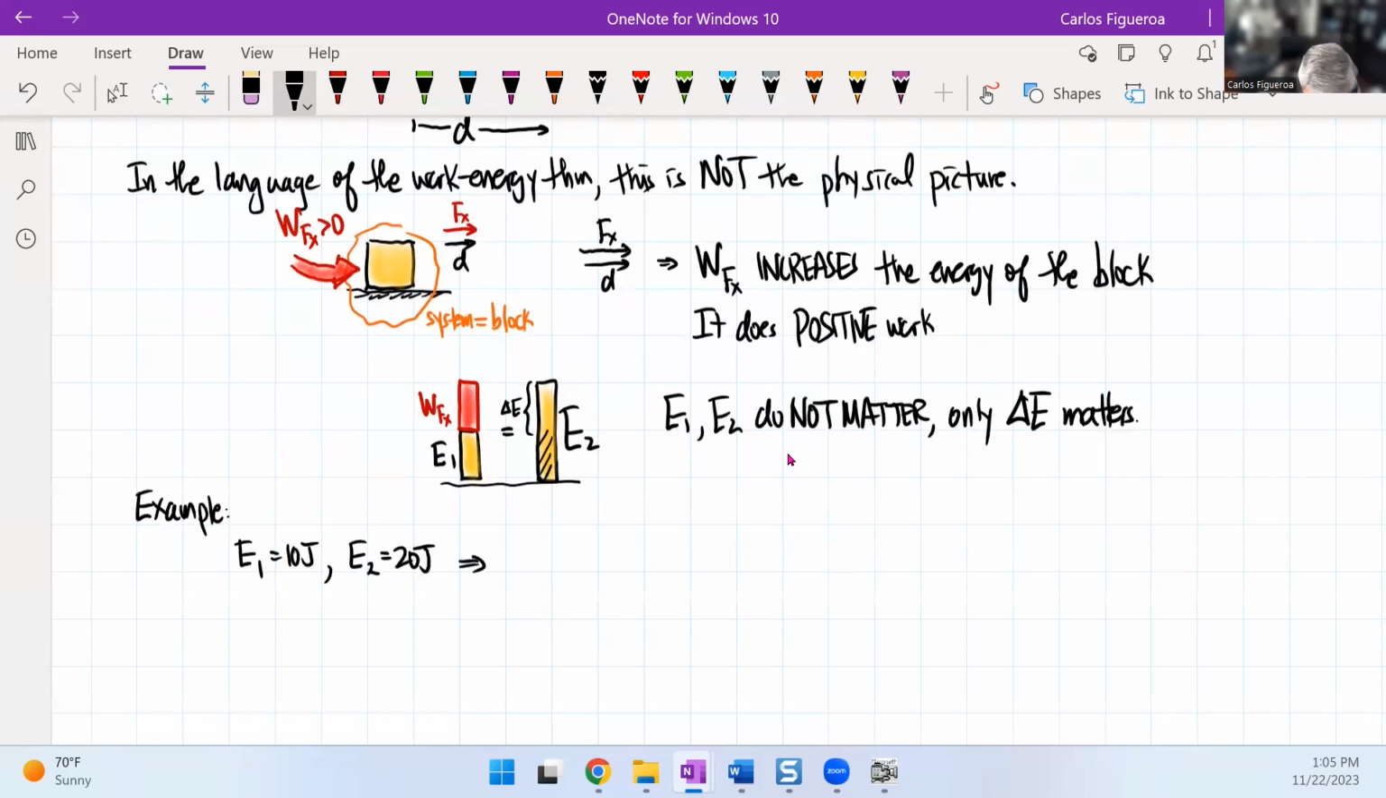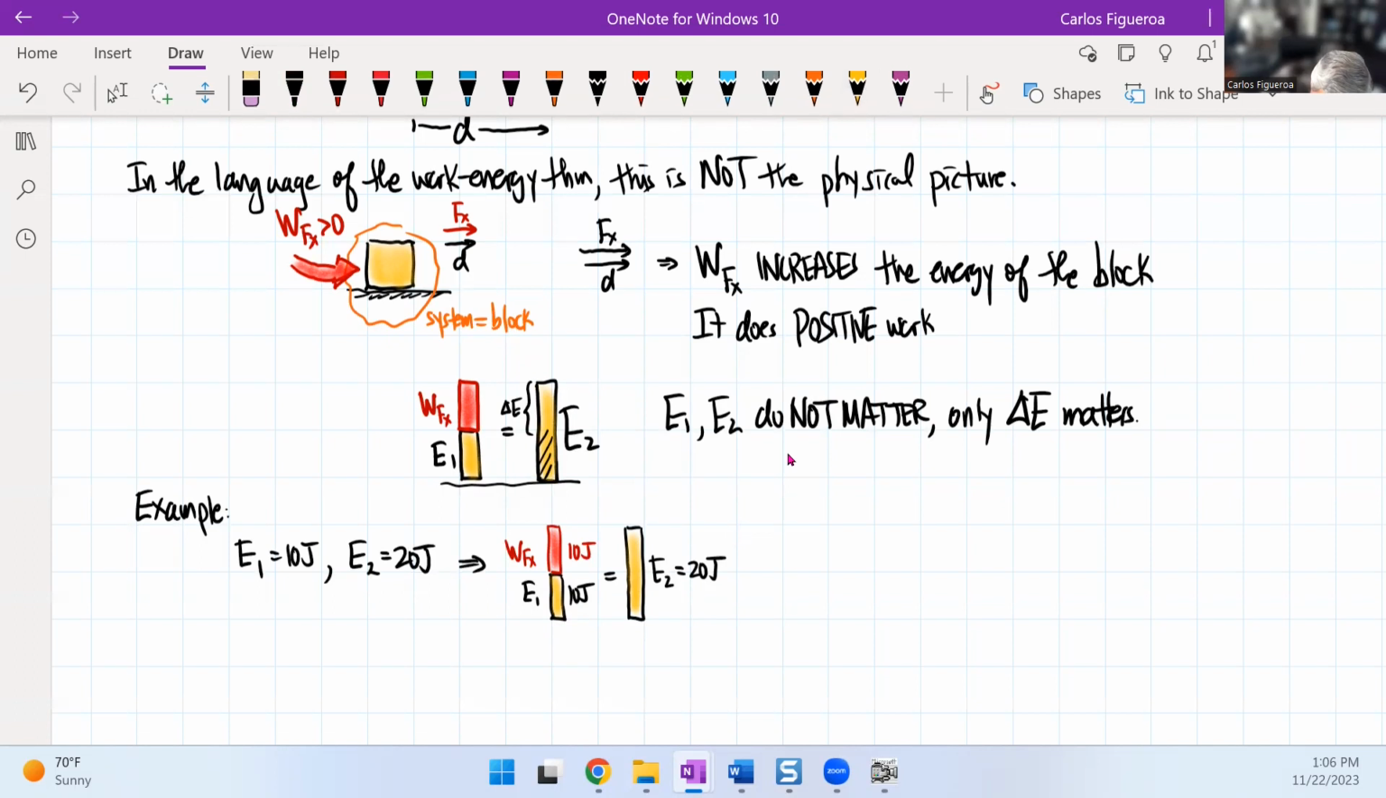So if I look at my picture, I can come over here and I could just say, okay, here's my energy state 1, which is 10 joules. It's right here. And now, I come in and I do work of f of x, and that is equal to 10 joules. So in the end, the energy 2 has to be 20 joules. And what I'm saying here is that E1 and E2 do not matter.